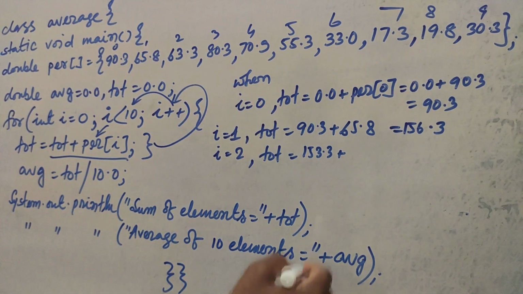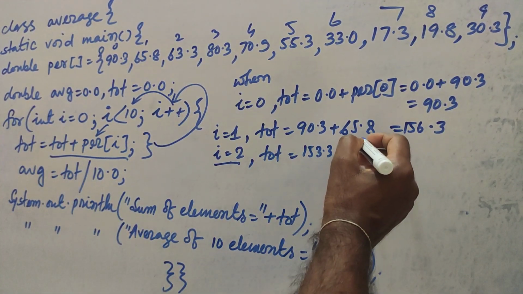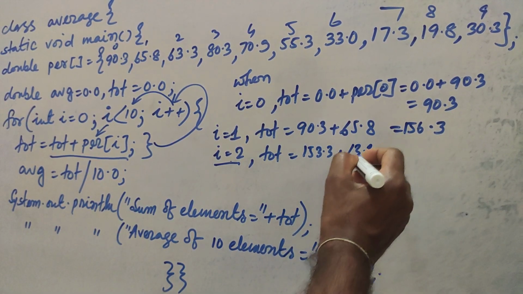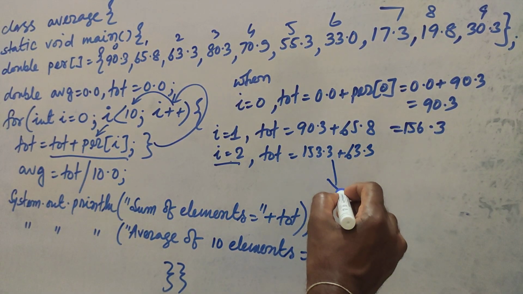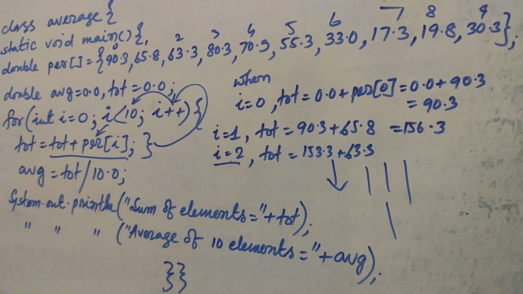Then the next third value will come when the value of i is 2. 2 means 63.3. So that way it is going on. In this way it will go, and last compute the average. Clear? So simple assignment statements, in this way you are writing the programs.